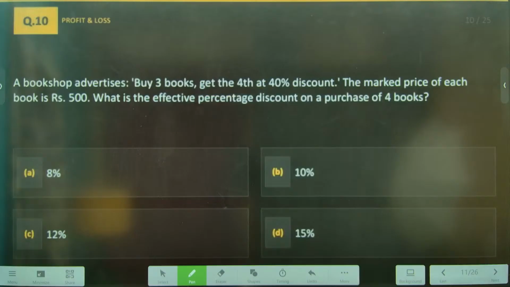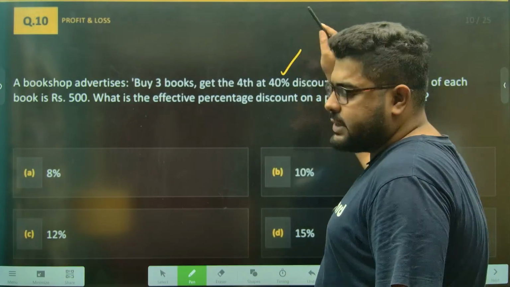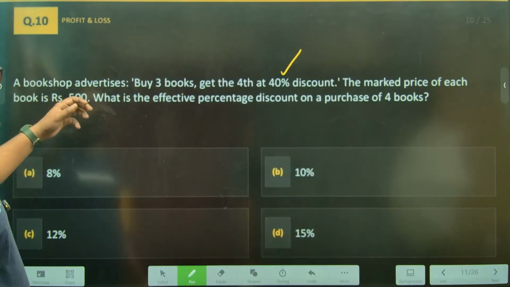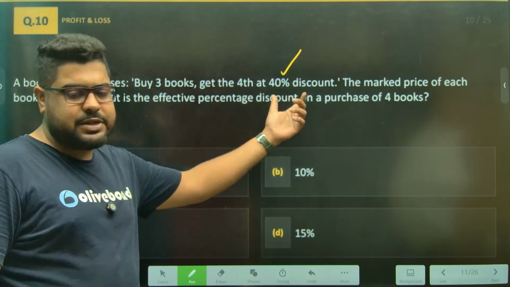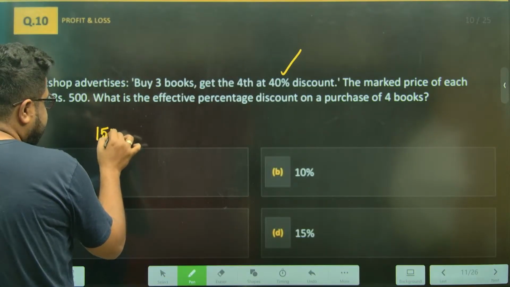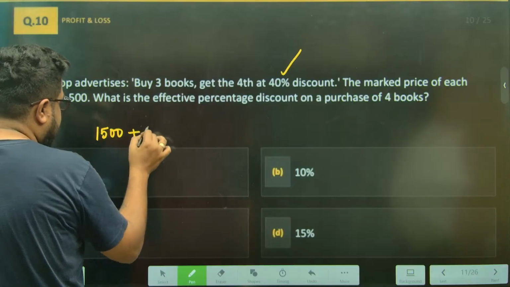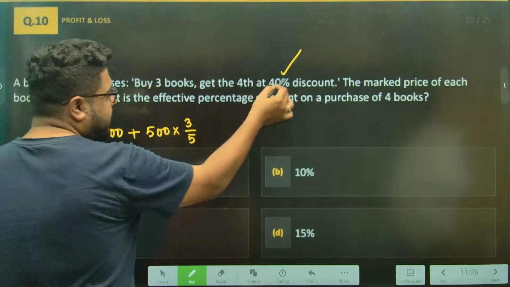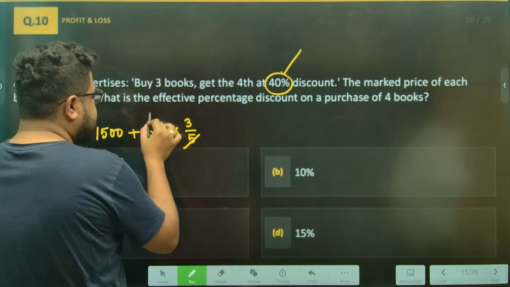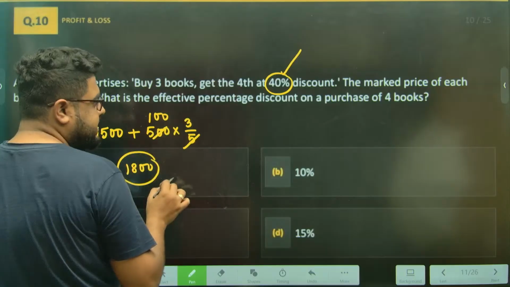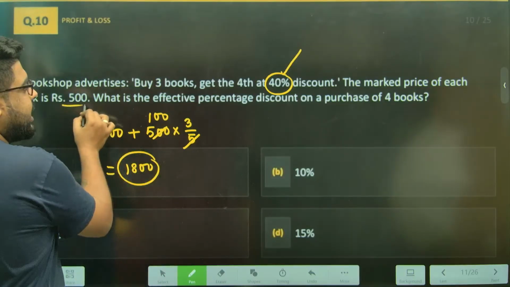Next one, please, sir. A bookshop advertises buy 3 books, get the 4th at 40% discount. Good question. Mark price of each book is this. What is the effective percentage discount on purchase of 4 books? So for 3 books, I'm paying 1500 rupees, sir. And for the 4th book, I'm not paying the whole price. I'm only paying 60%, 40% discount. So this is 300, sir. So I'm actually paying 1800 rupees, where 500 is the mark price of each book.